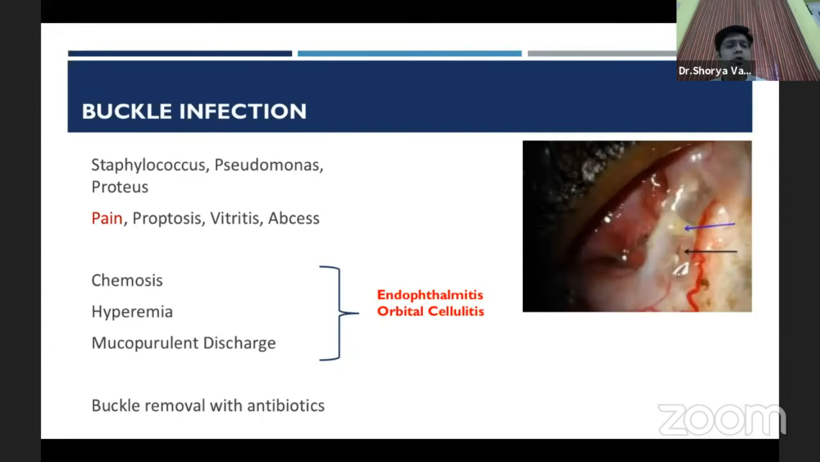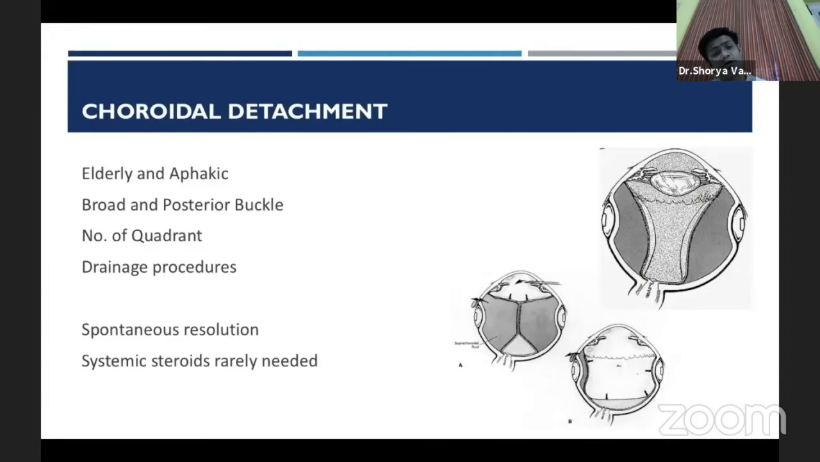Now, one of the common complications is buckle infection, and most commonly it is gram positive and also some gram negative. The main complaint that the patient might come with is pain, and it might lead to endophthalmitis and orbital cellulitis. So, best would be to remove the buckle with a cover of antibiotics.